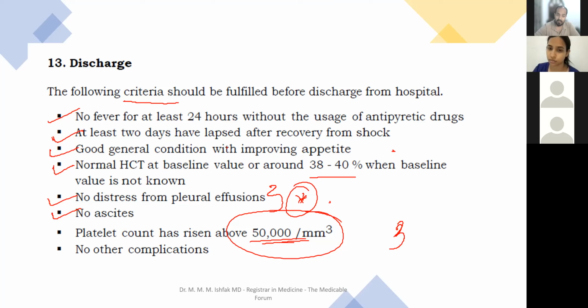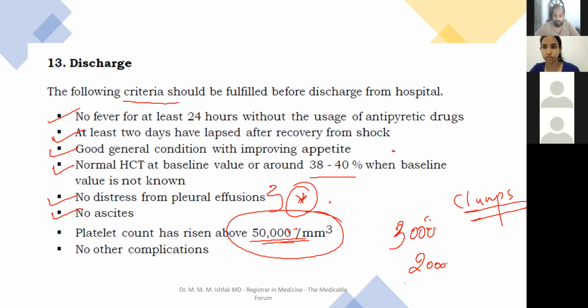The platelet can drop to 3,000 or 2,000. Now the rise of this to 50,000 might take some time. Sometimes the bone marrow will release very immature platelets that the machine will not count them. The machine will count them as clumps. So the platelets count will still be low in a full blood count given by the machine.